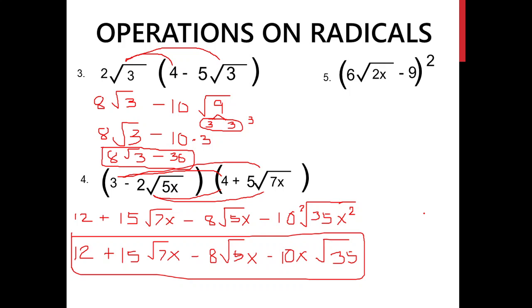Okay, now let's go ahead and answer our last example. Our last example here is 6 square root of 2x minus 9 raised to the power 2. So we can rewrite this one as 6 square root of 2x minus 9 times 6 square root of 2x minus 9.